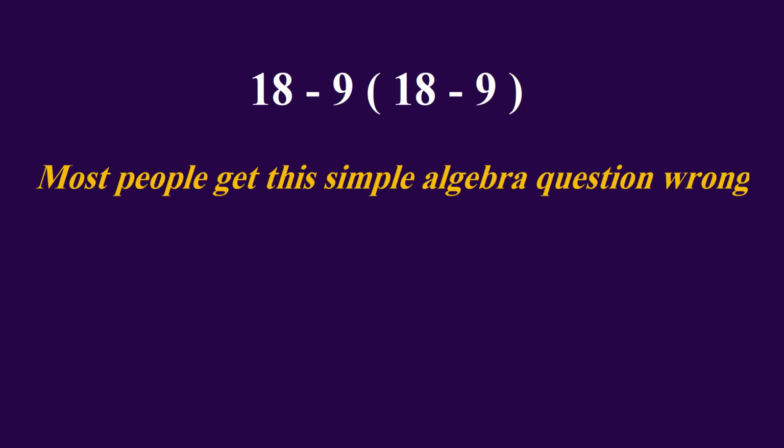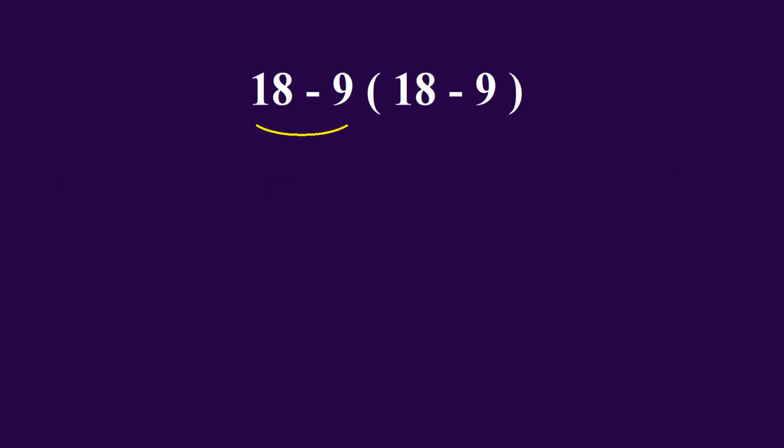In this clip, we have the problem 18 minus 9, which equals 9, times 18 minus 9, which equals 9. Now, 9 times 9 equals 81.